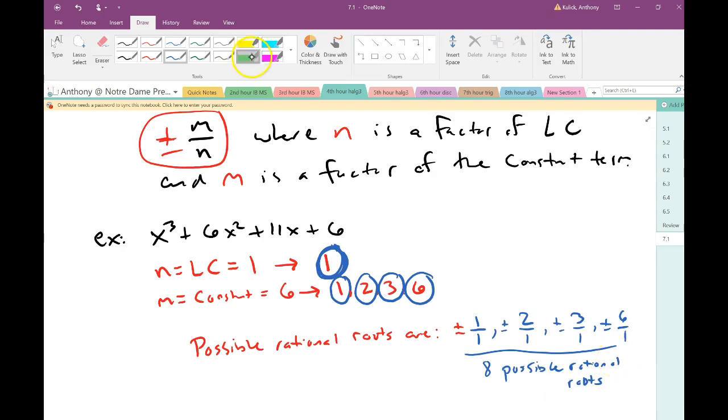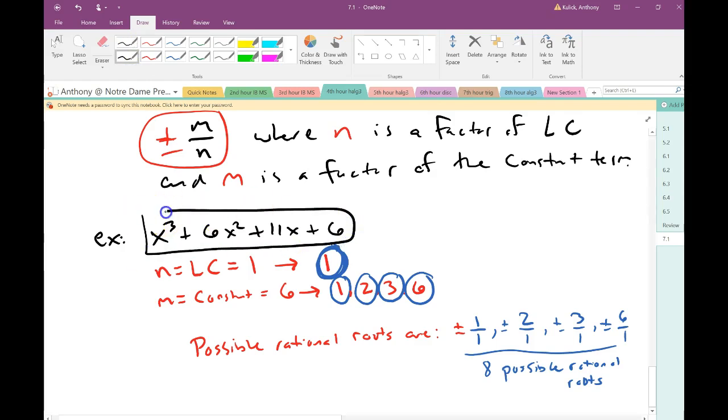Why 8, you might ask? Well, because of plus or minus, each of them counts as 2. Right? Because I have positive 1 and negative 1, positive 2, negative 2, etc. So that's a lot better. We went from having infinitely many possibilities to now 8. That's a little bit better, but 8 is still kind of a lot.